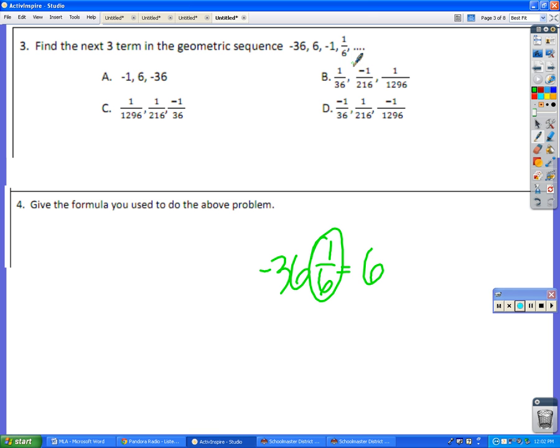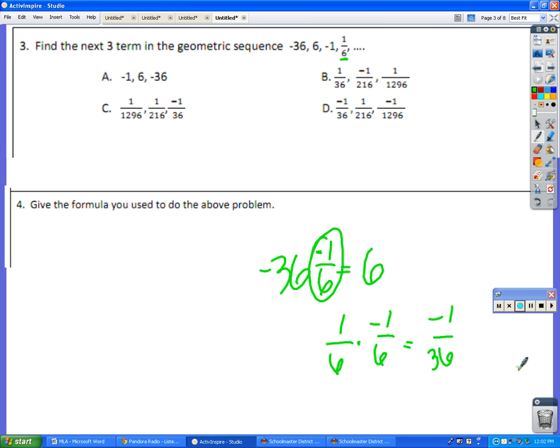Sorry, you're right, I have to multiply by negative 1/6. So now if I'm at 1/6, what do I do to get the next term? Multiply by negative 1/6. What is 1/6 times negative 1/6? Negative 1/36. 1 times negative 1 is negative 1, and 6 times 6 is 36.